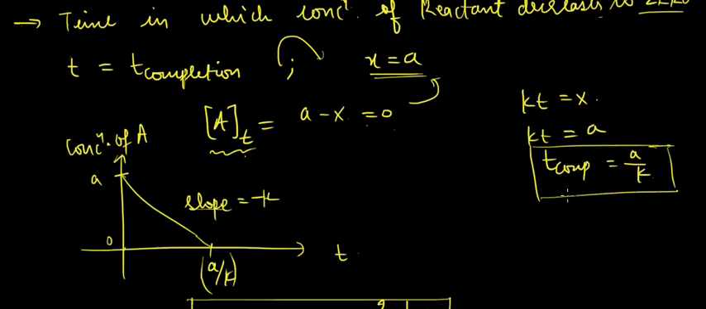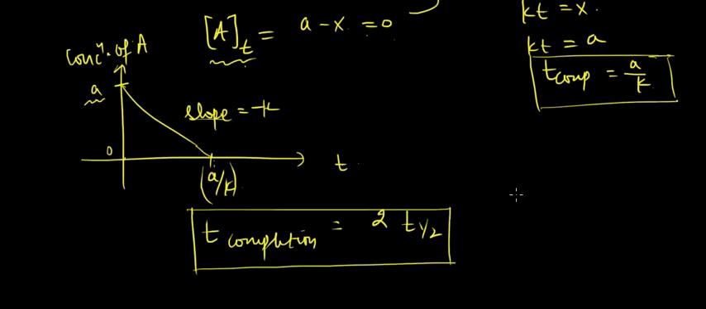Okay, so as t completion can be written as a upon k, if you draw the graph between the concentration of A and time t on the x-axis, we can see that the intercept, the initial concentration of A, would be small a, and as time passes, at time t equal to a by k, the concentration of A becomes 0 and the slope would be minus k. So in this case we can see that t completion would be twice t half.